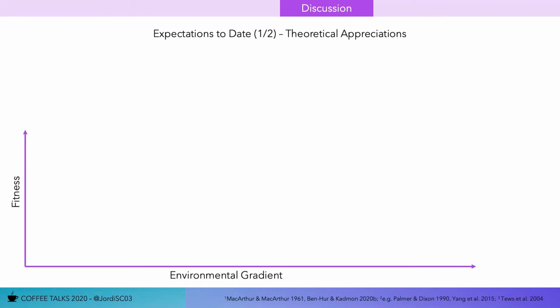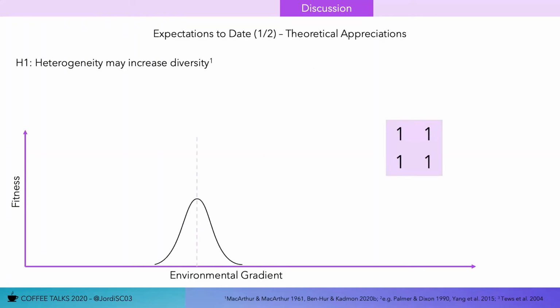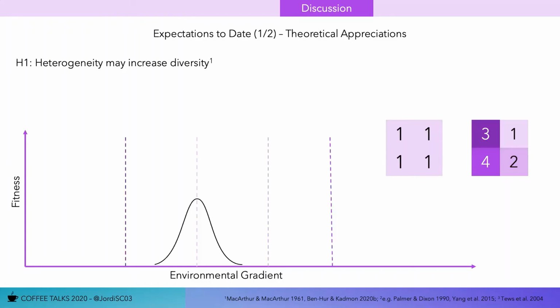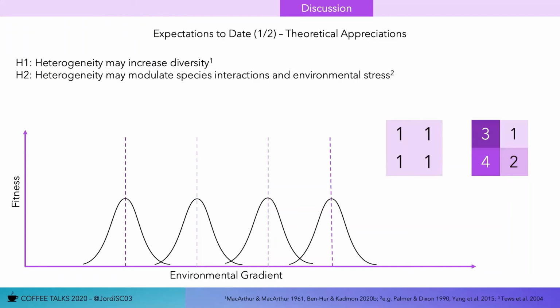Let's focus again on the environmental gradient. The first hypothesis has been proven already several times since 1961, I think it is. Basically it shows that when we have a homogeneous environment, we only have one fitness optimum that can be filled by one species. But when we increase environmental heterogeneity, we have more fitness optima, so we have more species occupying it. This also has cascading effects on species interactions and environmental stress, because we're going to have secondary species that are also able to colonize these spaces.